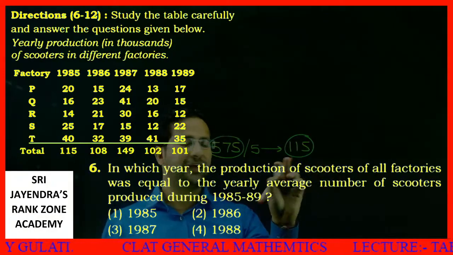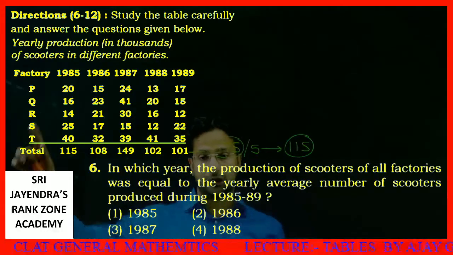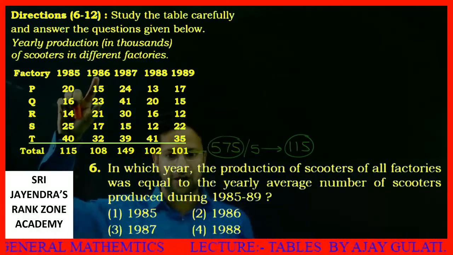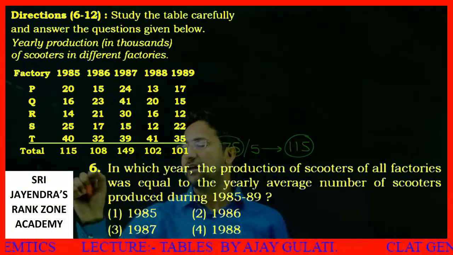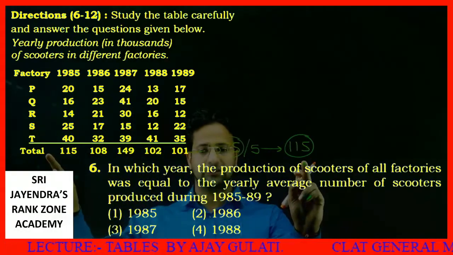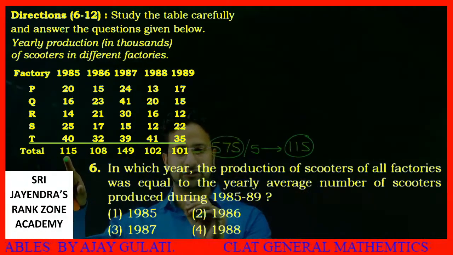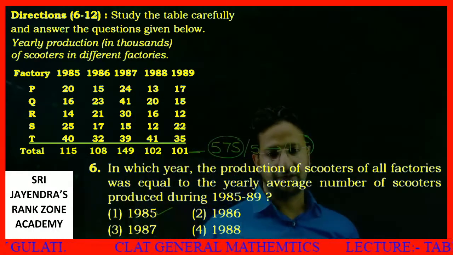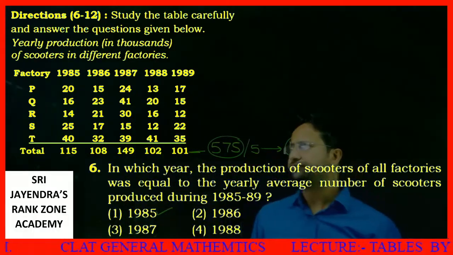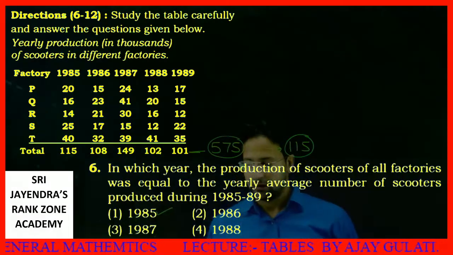This is the average. We have to tell in which particular year the total production of scooters is equal to this average. So this is 115. In which year? 1985. So this is my answer, 1985, this option. I hope it is clear to all of you. Okay, now I shall be moving to the next question.